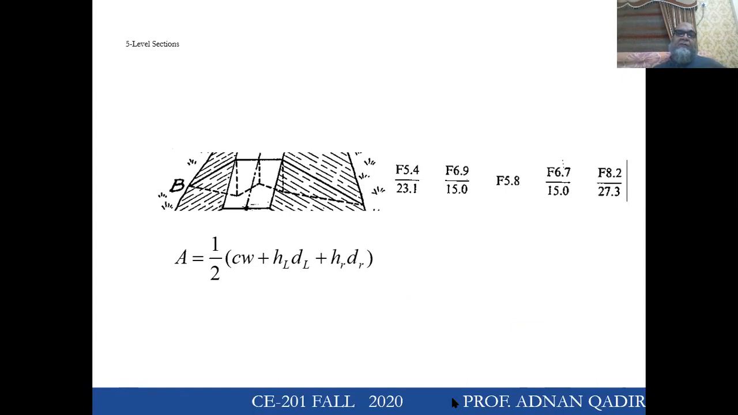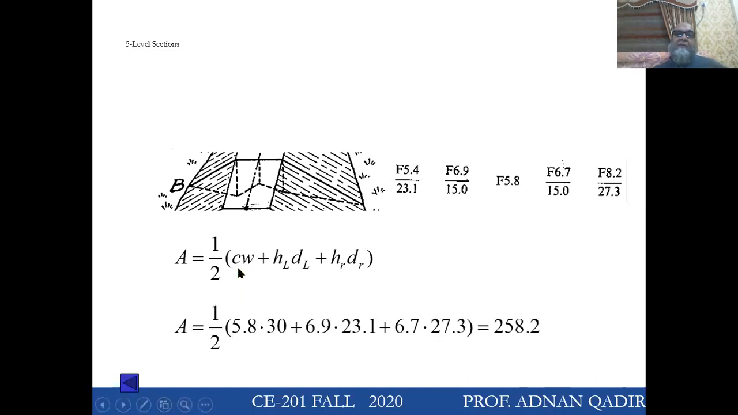So C is the center, this is 5.8. W is the width. Now the width, we were given the width for the fill section is 30. That's why now this W becomes 30. HL. Now I said we will use this height and this distance. So 6.9 and 23.9. Similarly, 6.7 and 27.3. You will get this area again.